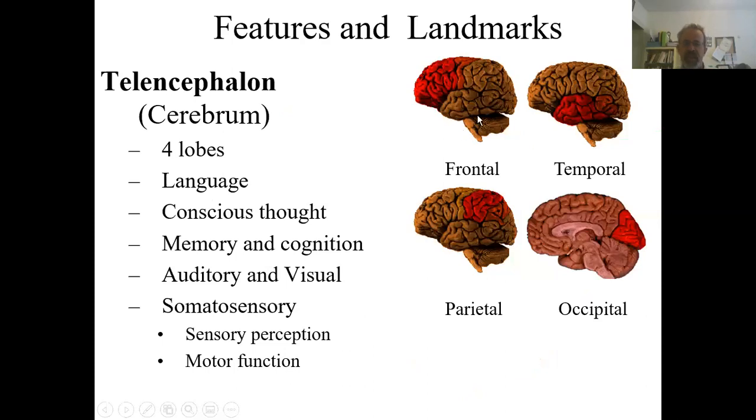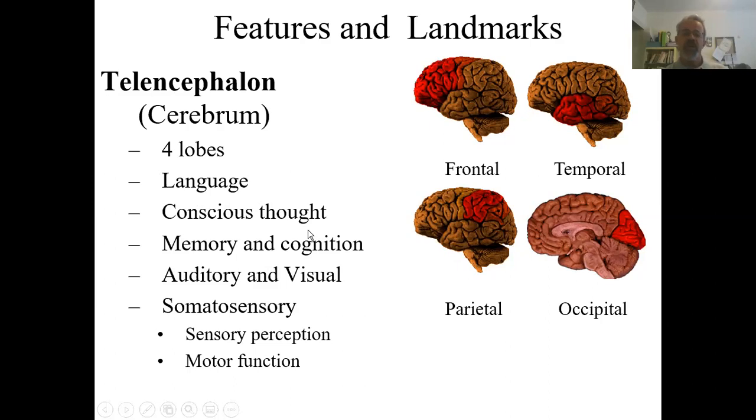As I mentioned, the telencephalon is divided up into four lobes: the frontal, the temporal, the parietal, and the occipital. Functionally, what do we know? Generally speaking, this plays a very important role in language, and that's primarily associated with the frontal and the parietal. We'll talk a bit more about that shortly.